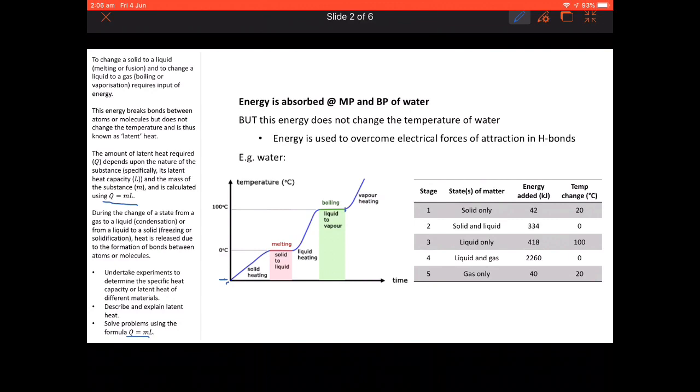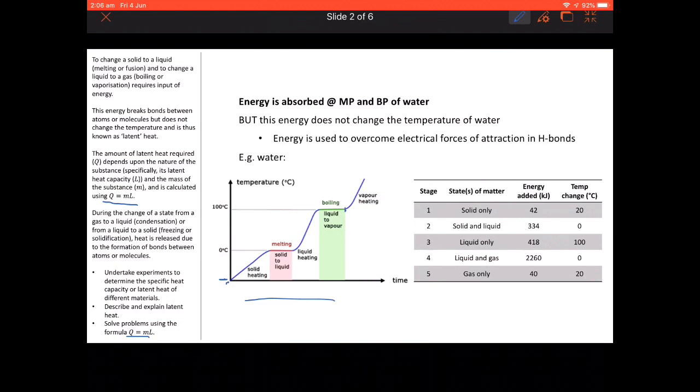Energy is also released at the boiling point and melting point of water during condensation and during freezing. So if we were talking about going from water vapor, so gas, to a liquid, to water, and then to a solid, so to ice, you're just going in the reverse direction of what's outlined here.